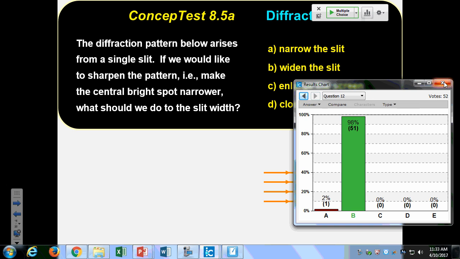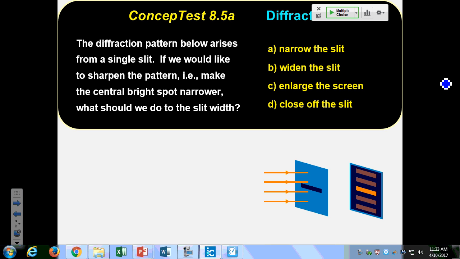Okay, awesome. B is right. If I want to make the pattern narrower, a sine theta equals m lambda. That means if I want to make theta decrease, then I have to increase the slit width. And that's sort of counterintuitive. You would think if you made that slit wider, it would make the pattern wider, but that's not true. It actually makes it narrow, or makes it move together.